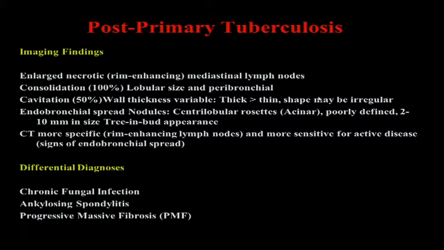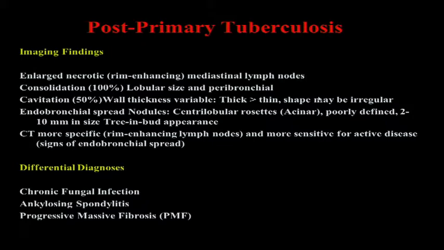Should I read about post-primary TB? Okay. So imaging findings are enlarged, necrotic or rim-enhancing mediastinal lymph nodes. Consolidations, 100%; mass-like consolidation is a 100% invariable finding. This is not subsegmental size, this is lobular in size. It can involve the entire lobe. It's not your teeny tiny subsegmental consolidation, it's lobar consolidation. Cavitation, 50%. Wall thickness is variable. Could be mostly thick versus thin.